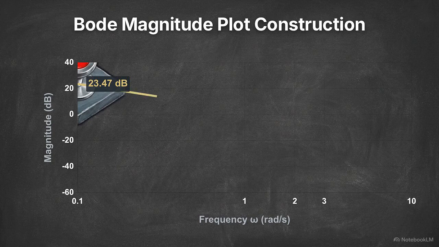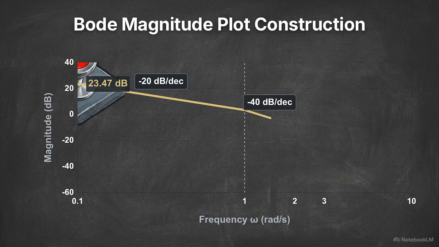Step 4 is building the slope table. We track the accumulating angles as the frequency sweeps forward. Starting from our anchor dot, the single s in our denominator, the integrator, forces our initial line downward at minus 20 dB per decade. We draw that initial slope until the frequency hits exactly 1. Here, our first lag term activates. It drags the slope down an additional 20 dB per decade, bending our line to a steeper minus 40 angle. We follow that trajectory until the frequency hits 2. The second lag term kicks in, stacking another minus 20 downward. The line bends again, accelerating into a minus 60 decibels per decade plunge.